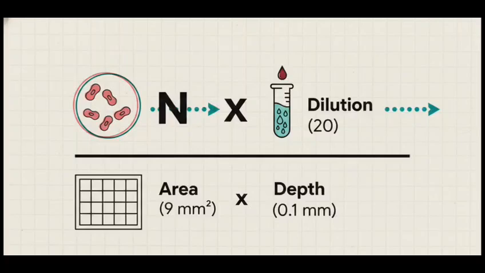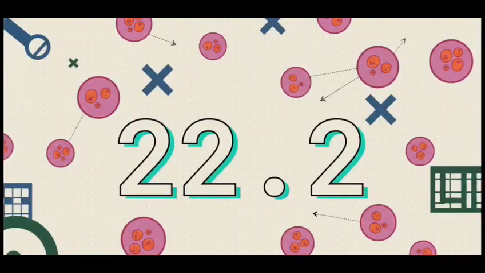You start with N. That's the number of cells you just counted. You have to multiply that by 20, because remember, we diluted the blood. Then you divide by the volume you looked at. The area was 9 square millimeters, and the depth of the chamber is 0.1 millimeters. That's it. But here's the beautiful part. You don't have to do all that division every single time.